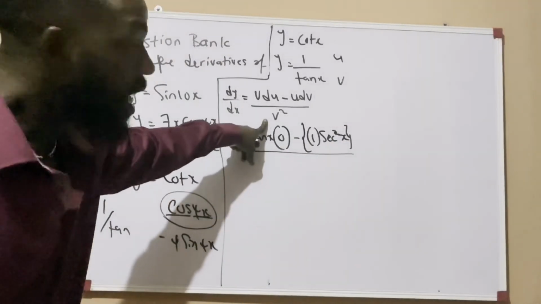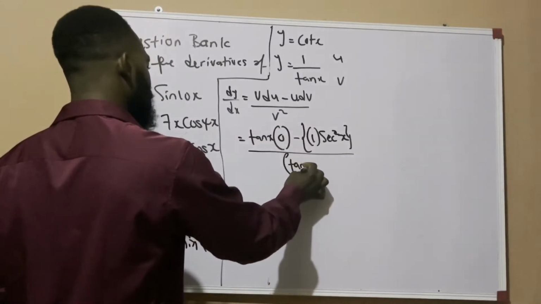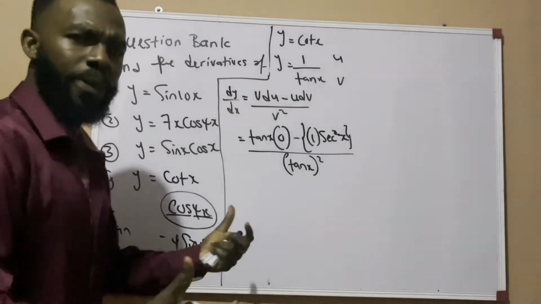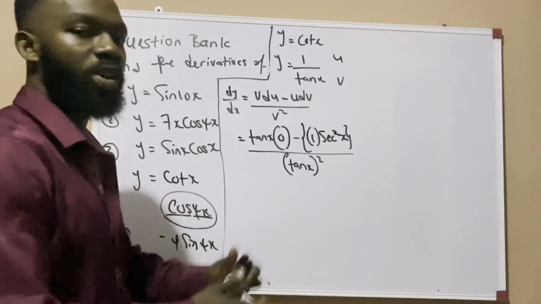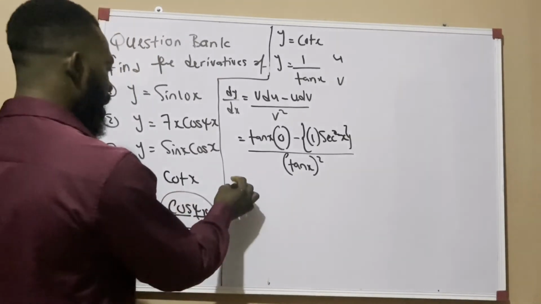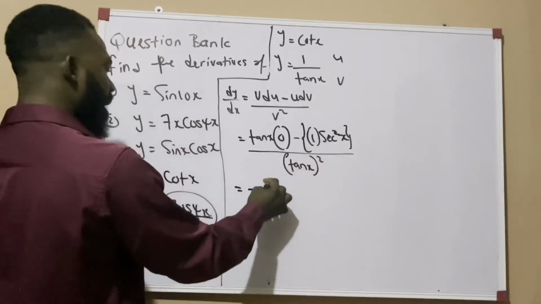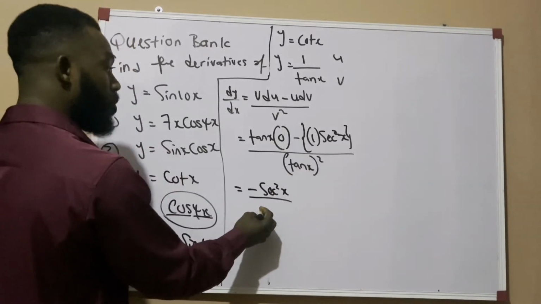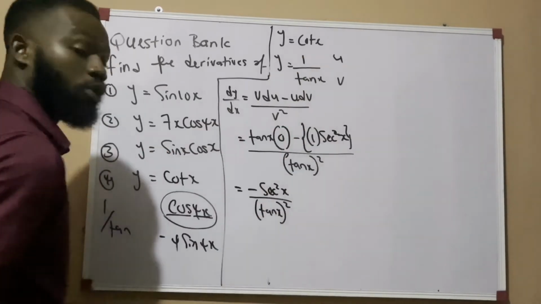What do I have down? v, which is tan x. So here becomes tan x raised to the power of 2 because of the power of v in the formula. Now without wasting time, let's open the brackets. Tan x times 0 gives us 0, so there's no need to include 0 because 0 is nothing. Then equals minus 1 times sec square x, which gives us sec square x over tan x raised to the power of 2.